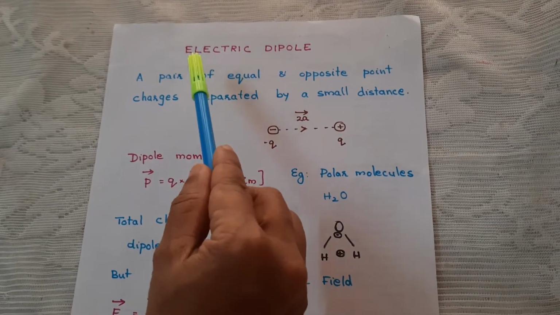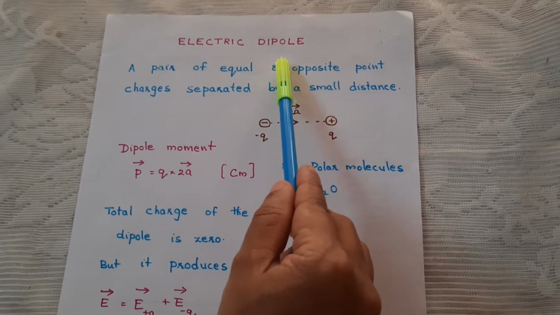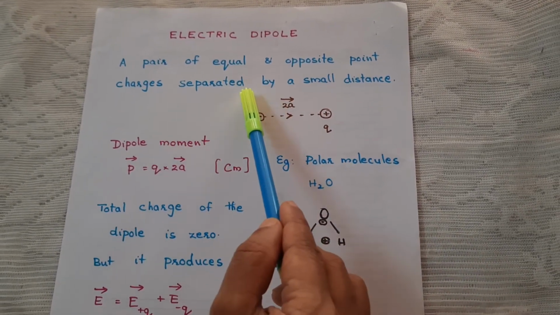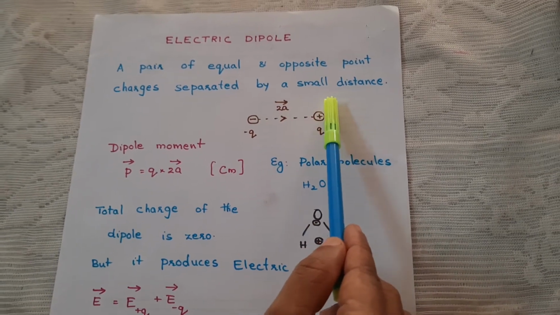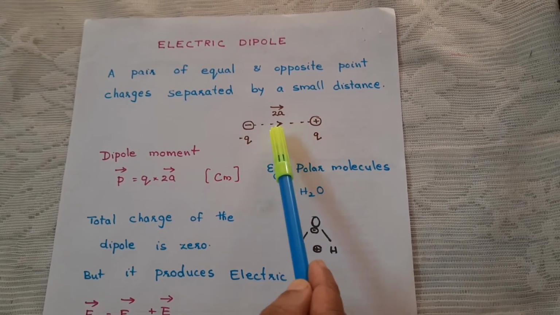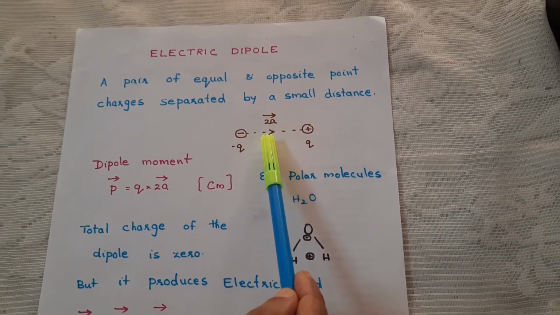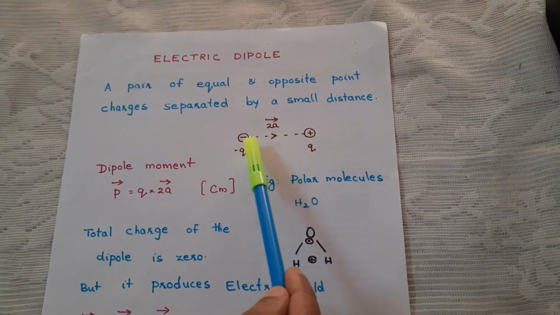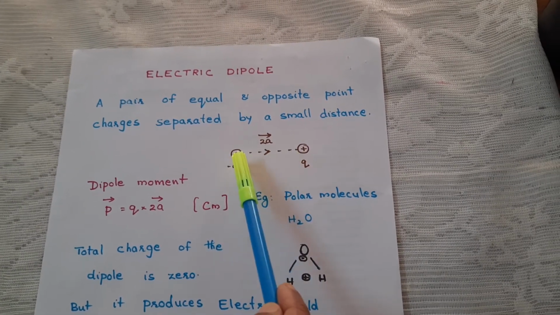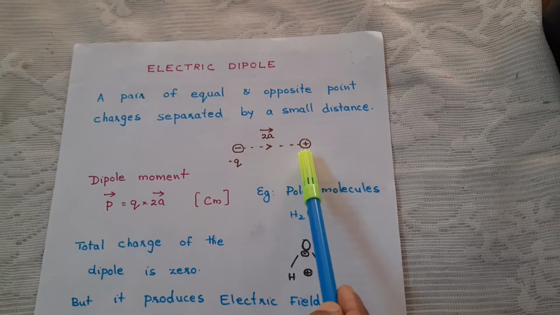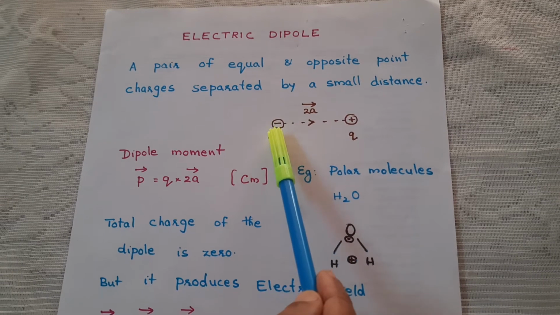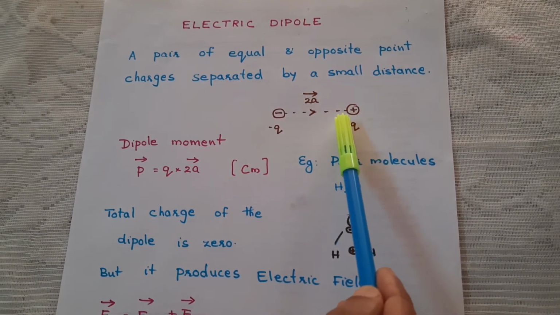In this class, let us learn electric dipole. A pair of equal and opposite point charges separated by a small distance. So, minus q negative charge and plus q separated by a distance 2a. 2a is the length of the dipole, or dipole length. The direction of dipole is from negative to positive. So, dipole length is considered as a vector quantity directed from negative to positive.